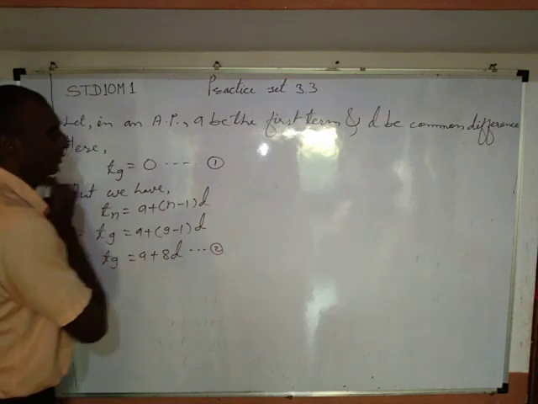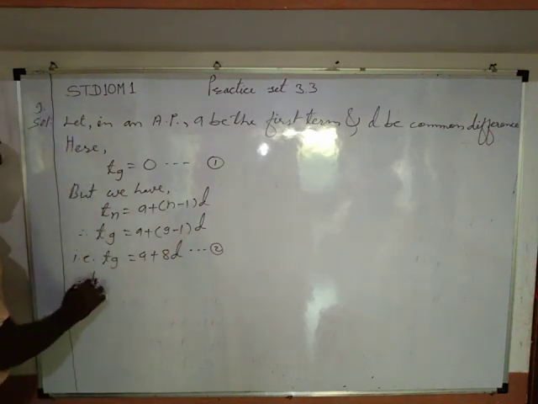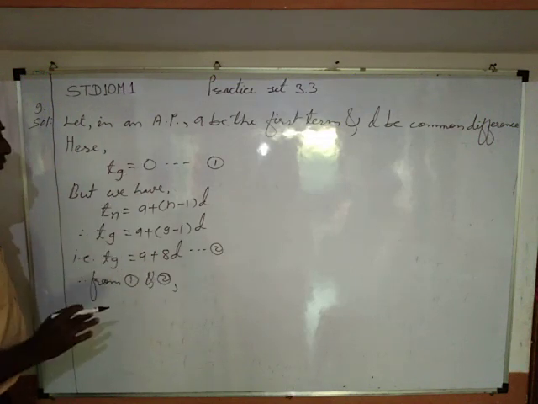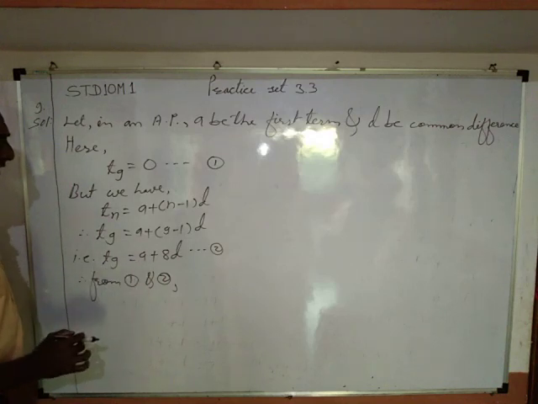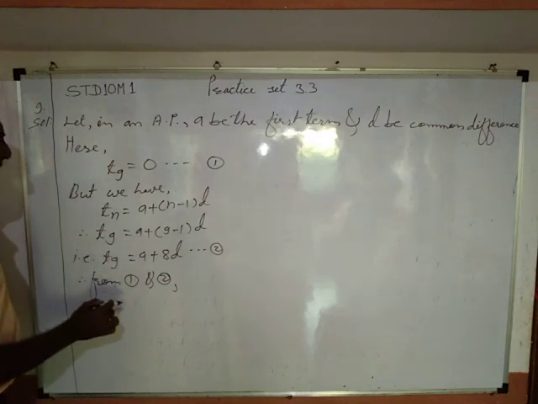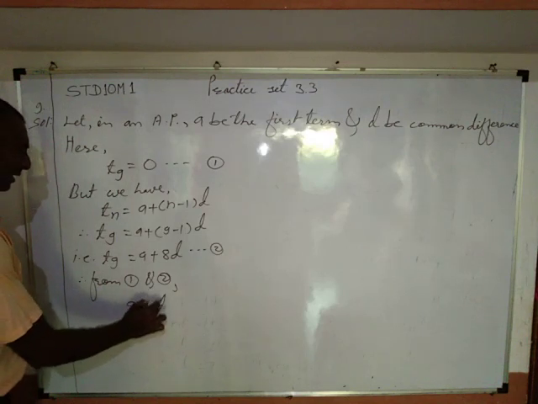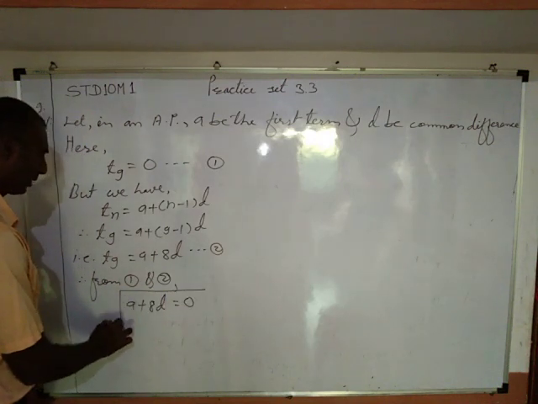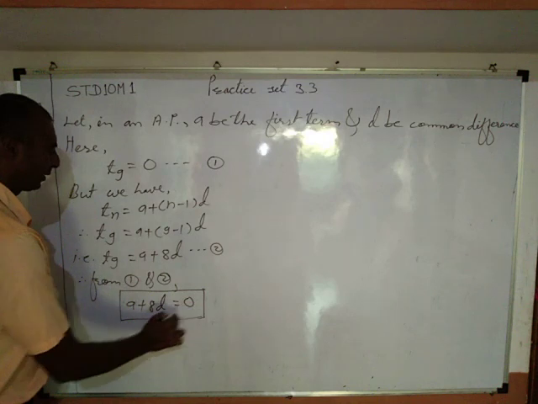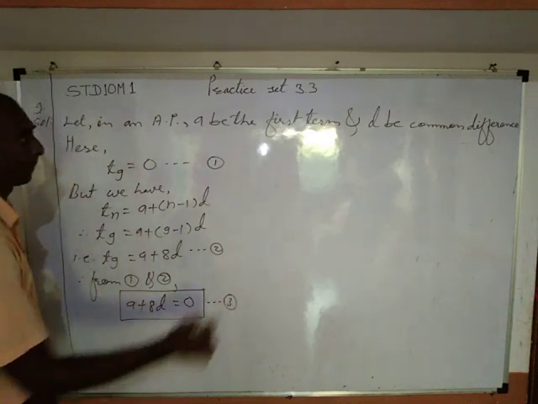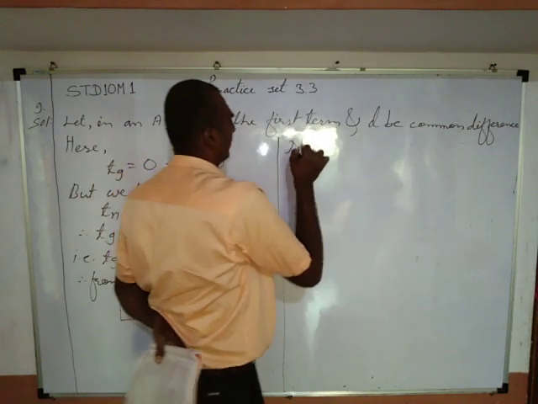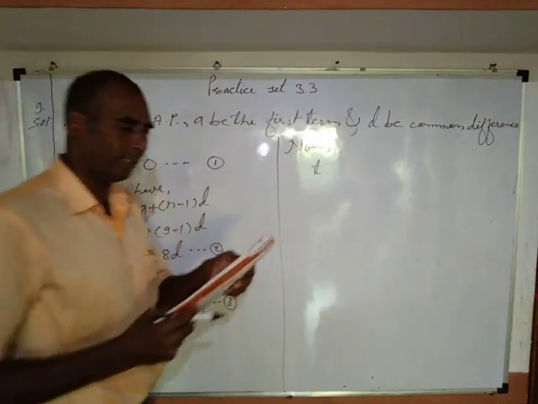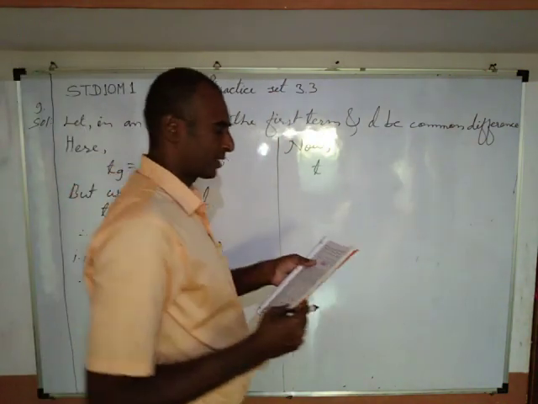Equation second. And therefore from 1 and 2. 1 tells us T9 equals 0. Equation second tells us T9 equals a plus 8d. That's why from 1 and 2 we may conclude a plus 8d equals 0. Equation third. Now T19 and T29 we are interested in.